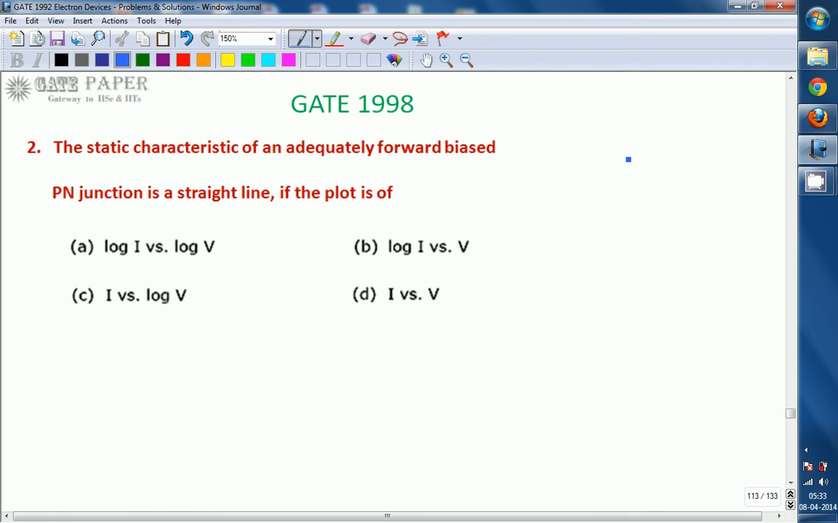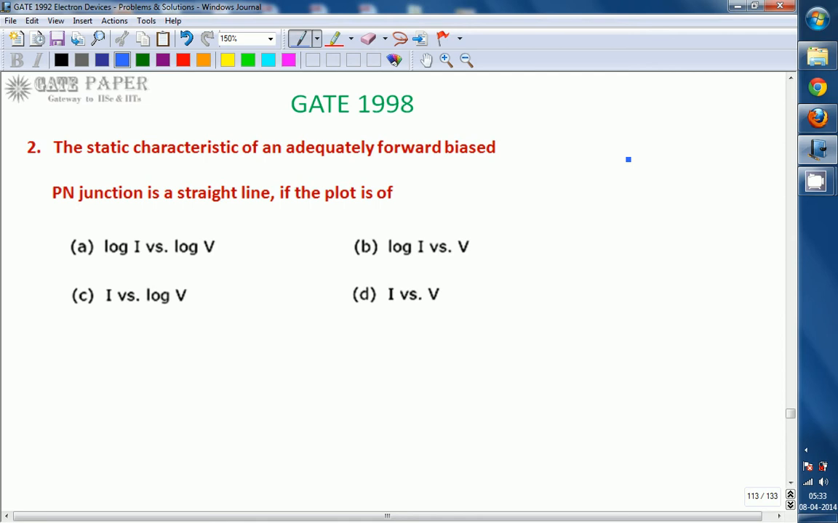We are discussing the GATE 1998 ECE paper, and this question is relating to electronics. The static characteristics of an adequately forward biased PN junction is a straight line if the plot is of: log I versus log V, log I versus V, I versus log V, or I versus V.